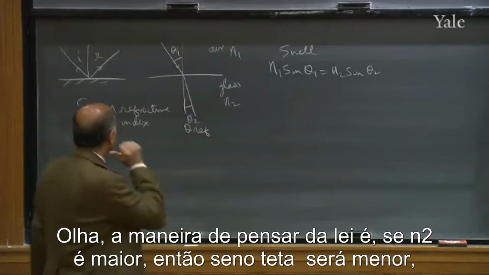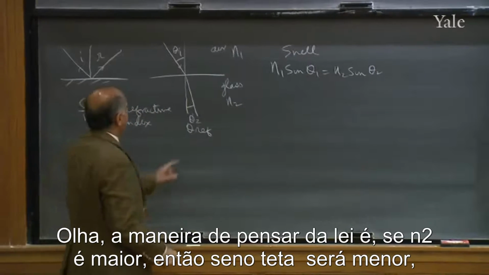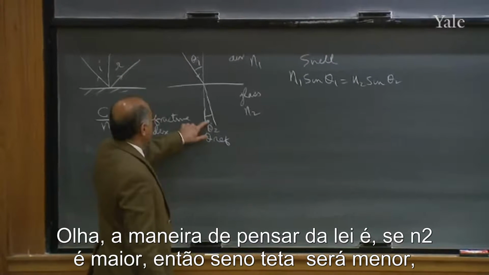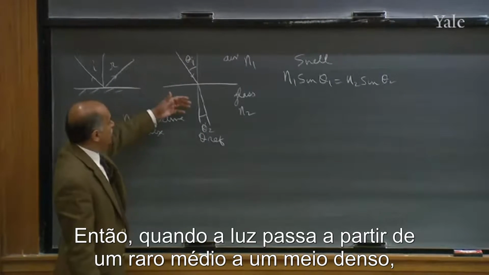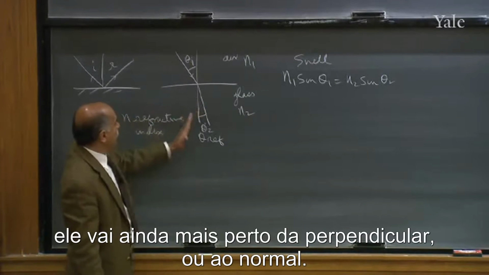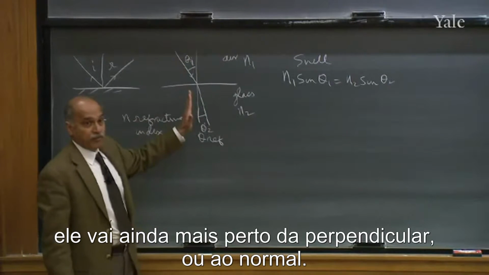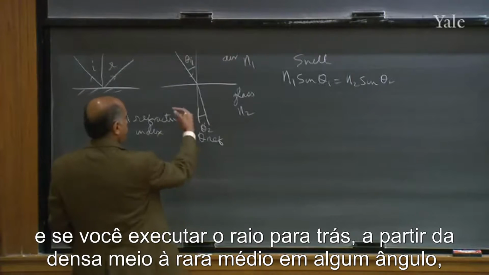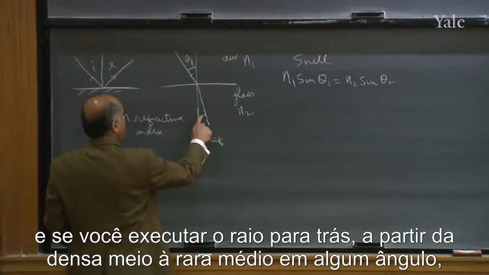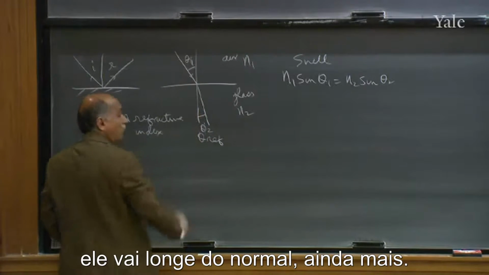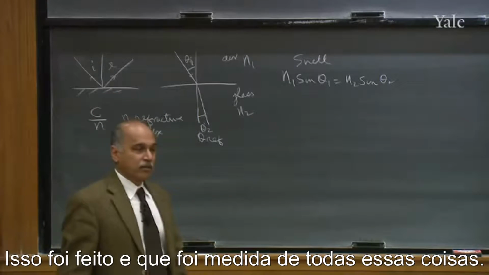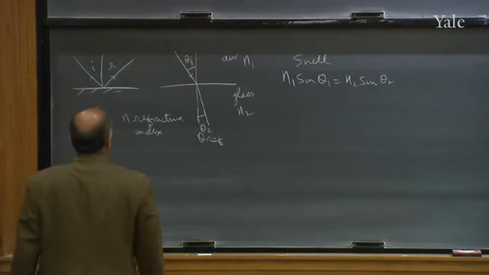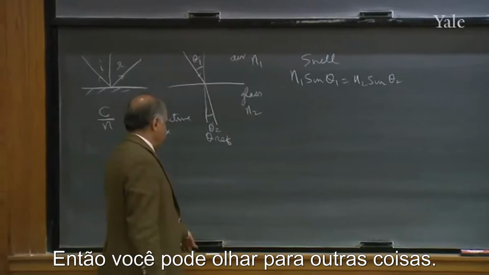The way to think of the law is if n2 is bigger, then sine theta 2 will be smaller, so this angle will be smaller. So when light goes from a rare medium to a dense medium, it will go closer to the perpendicular, or to the normal. And if you run the ray backwards from the dense medium to the rare medium at some angle, it will go away from the normal even more. So that was done and measured and all that stuff. Then you can look at more things.